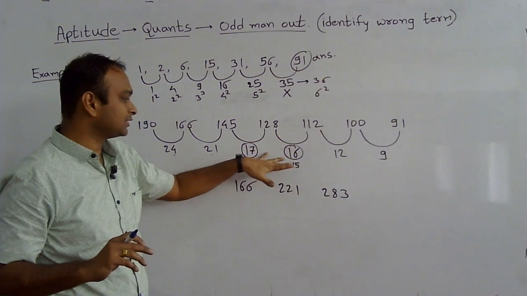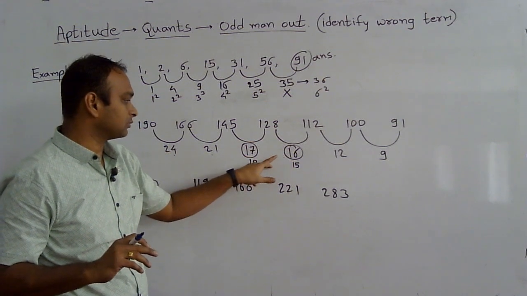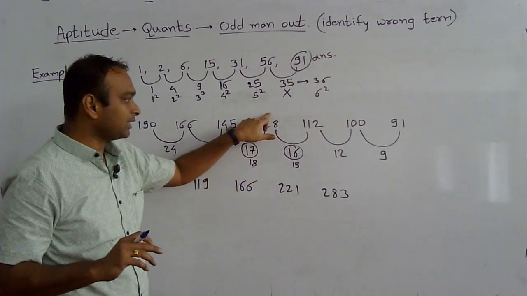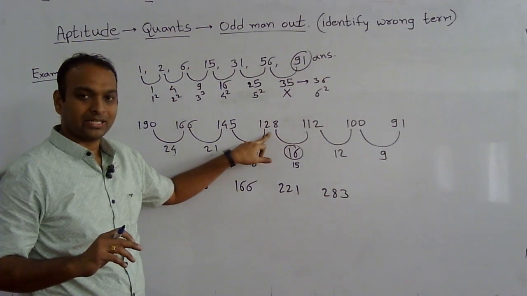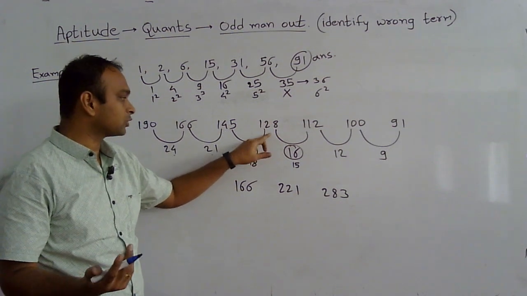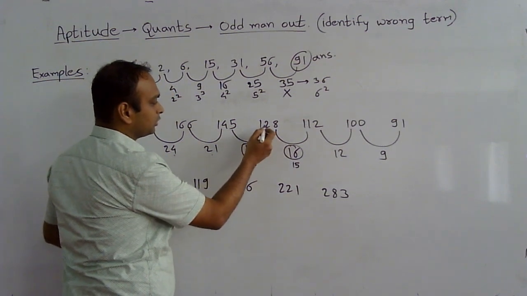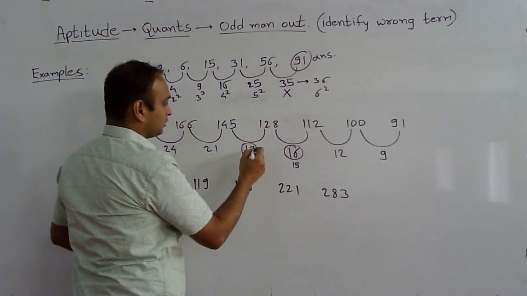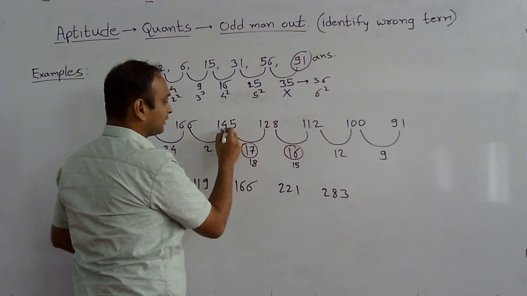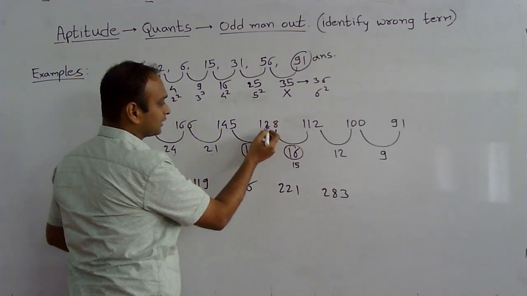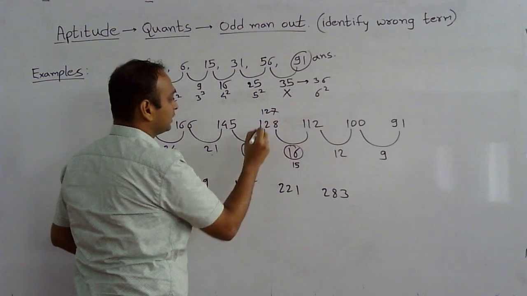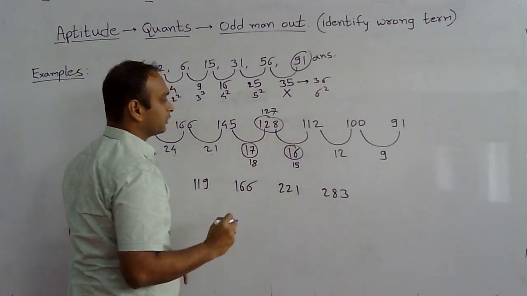Since both these differences are incorrect, maybe if we change this number, 128, we may get a solution out of it. Instead of 17, this should be 18, so we need to increase here and decrease this. Actually we can increase this or decrease this. So we can decrease this, and it should then be 127 instead of 128.